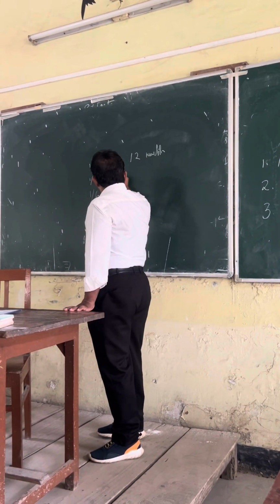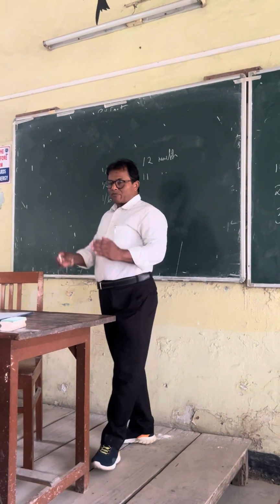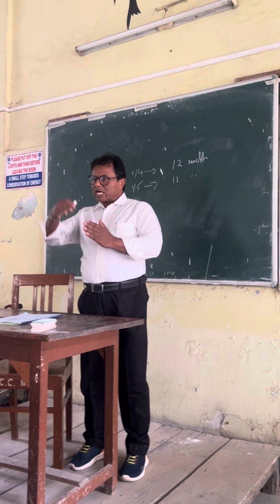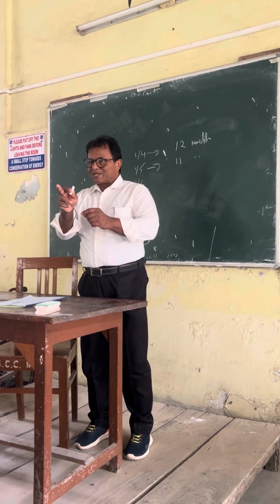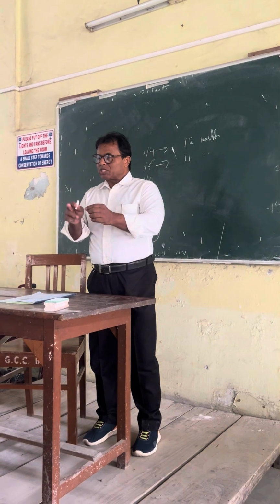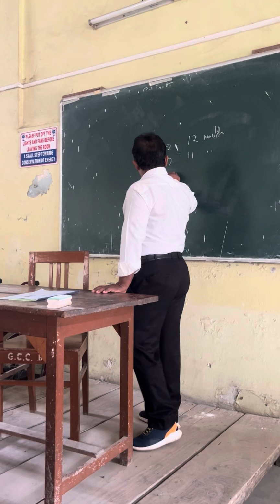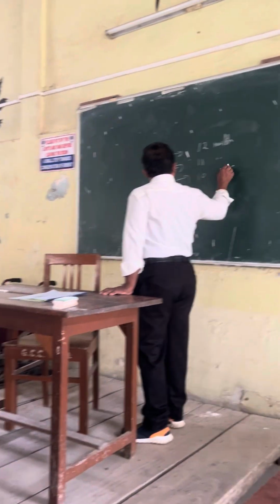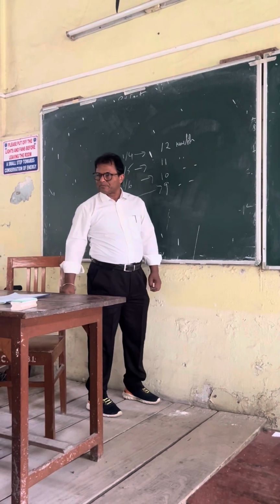The amount drawn on this day, interest will be for 11 months. When you draw on 1st April up to 31st March, it is 12 months. But if you draw on 1st May, you get 11 months. Then 1st June, 10 months. Like that, it will be going down. So here it will be 10 months, then 9 months, like it will go.